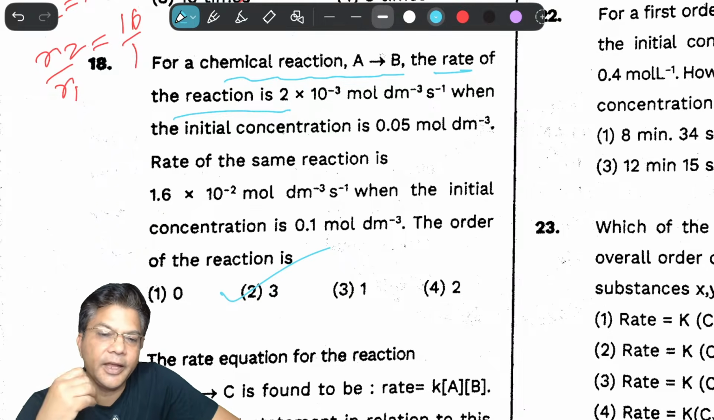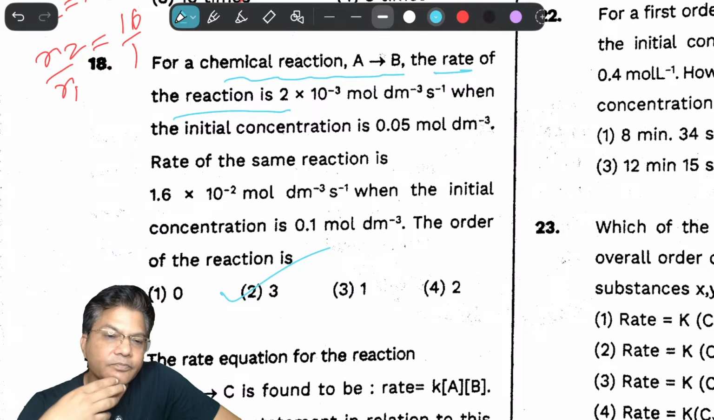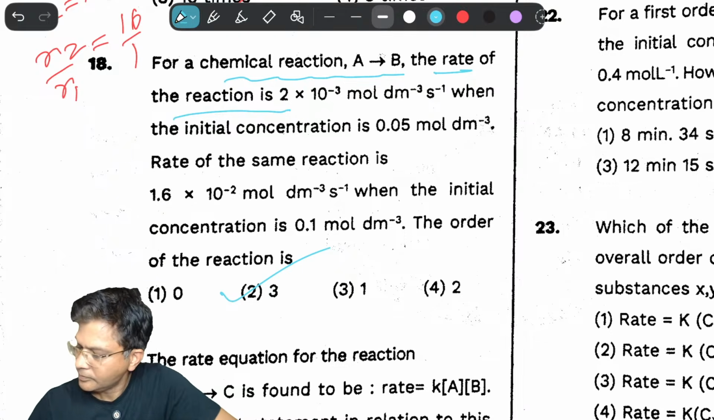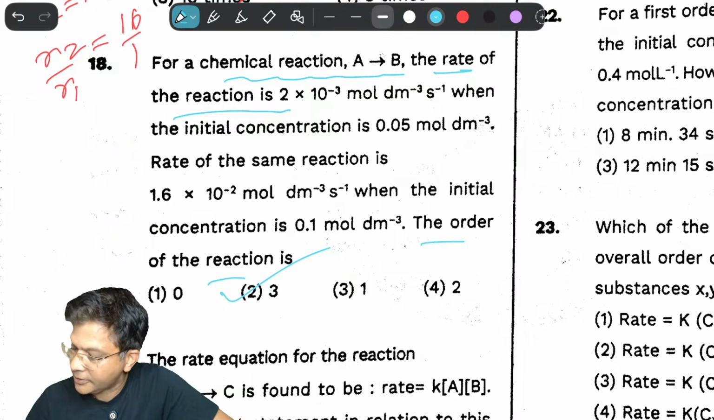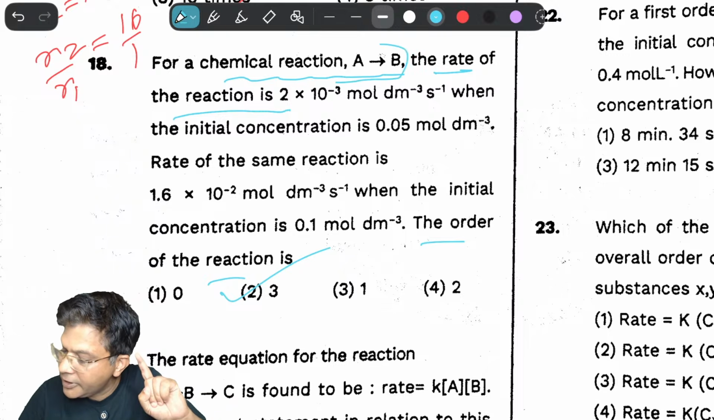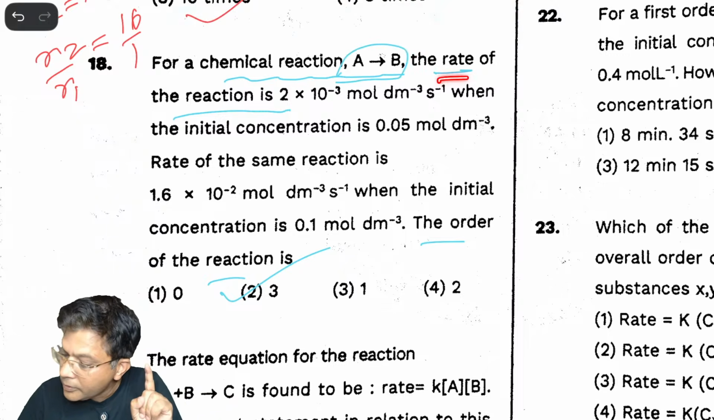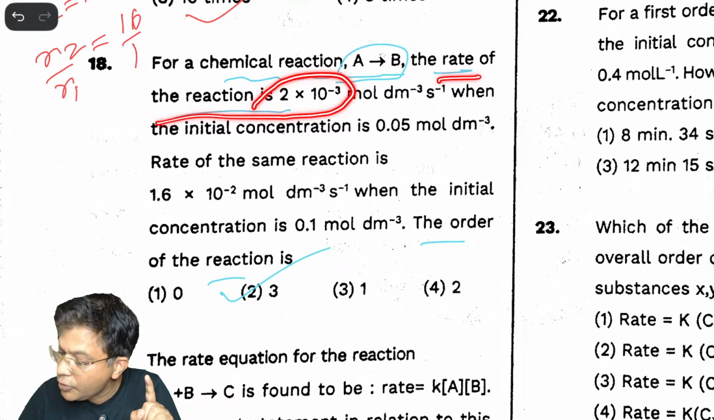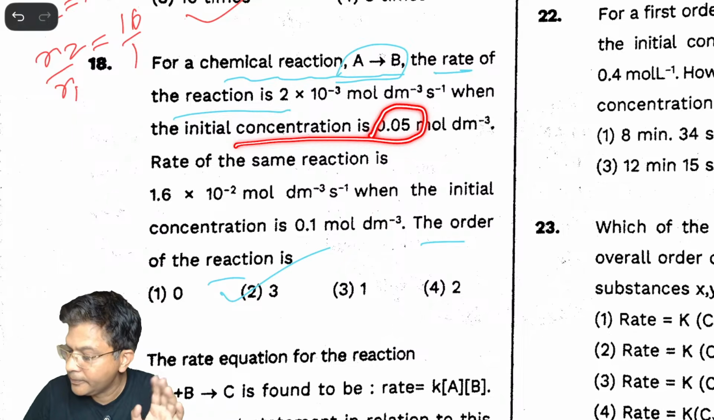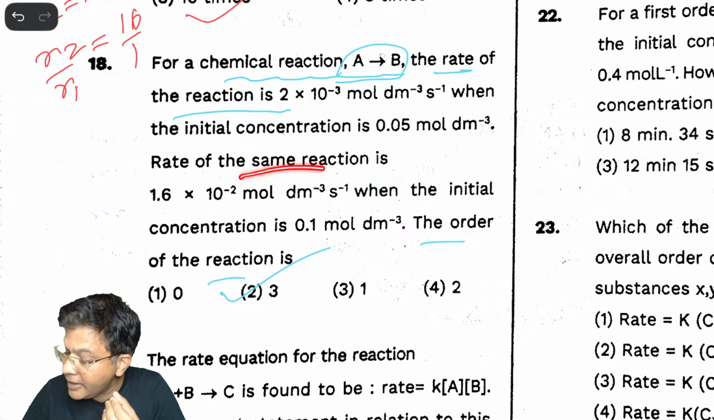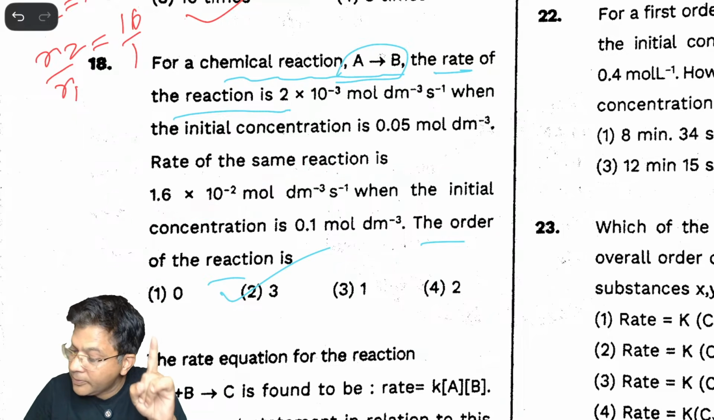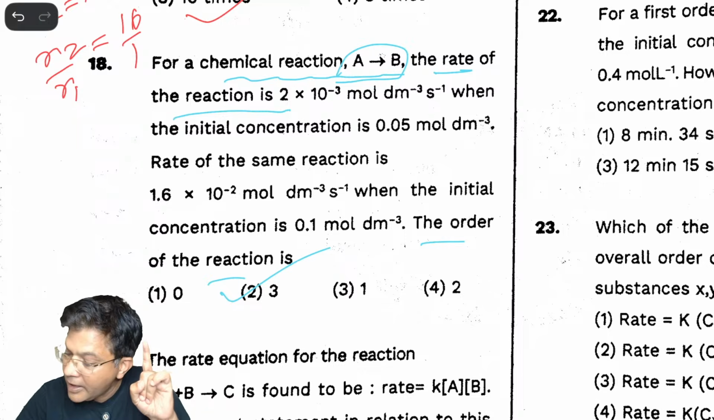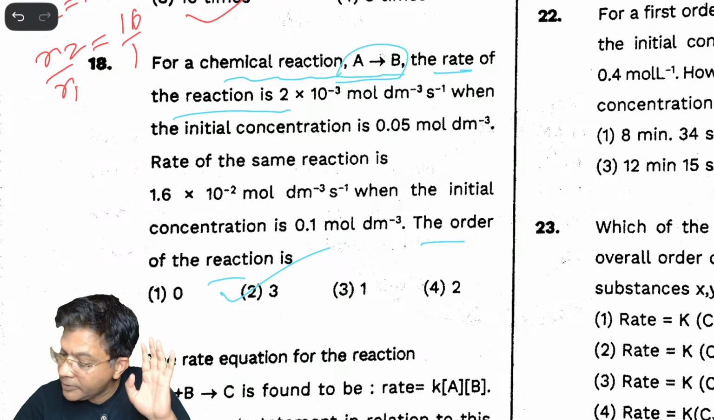It's looking scary, lengthy. Now see kids. They are asking the order of reaction. What are they saying? A is converting into B. The rate of the reaction is 2 into 10 to the power minus 3 when the initial concentration is 0.05. And the rate of the same reaction is this much when the initial concentration is 0.1. That means initial 0.05 and now 0.1.